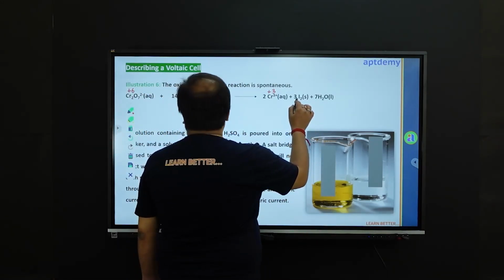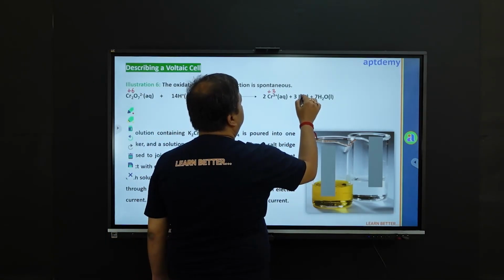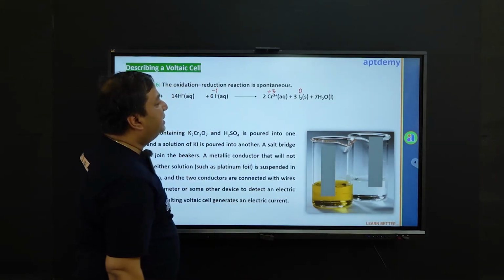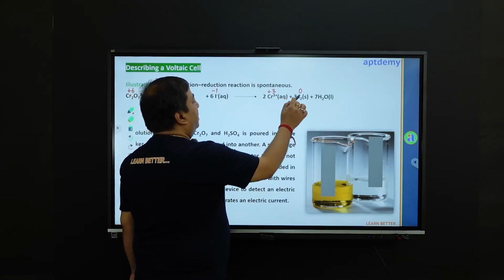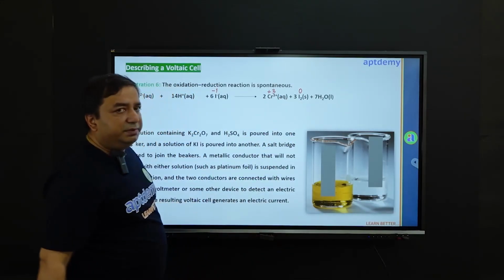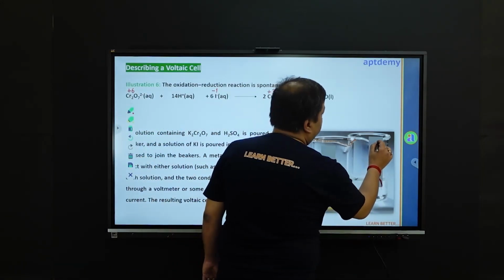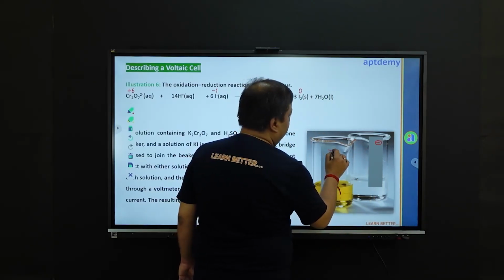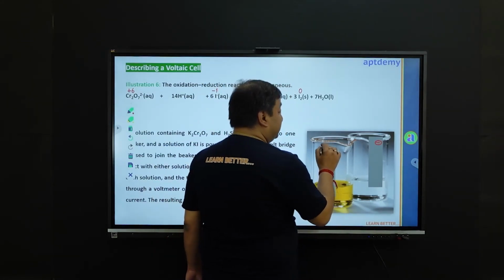Now over here, iodide is getting oxidized to iodine solid. This will be 0, because iodine in its elemental state is 0. So wherever the oxidation takes place, that will be called the anode. And we know the anode will be bearing the negative sign and the cathode will be having the positive sign.